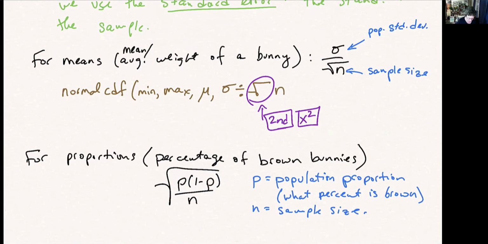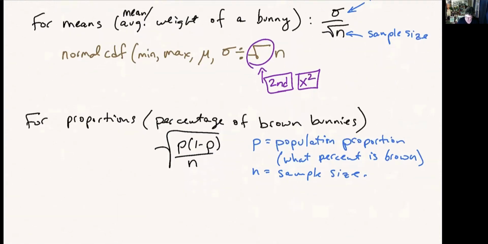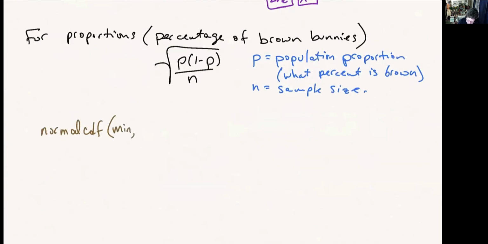So what we're going to put in our calculator, and again, we can put it all in at the same time, is normal CDF, min, max, mean, and then second x squared, and that will give you the square root. It'll give you this part, but you need to be very careful. We have to worry about these parentheses. We need to add these parentheses in.